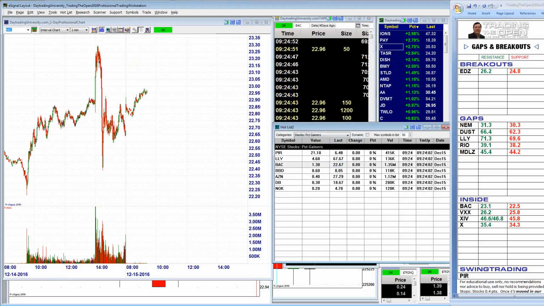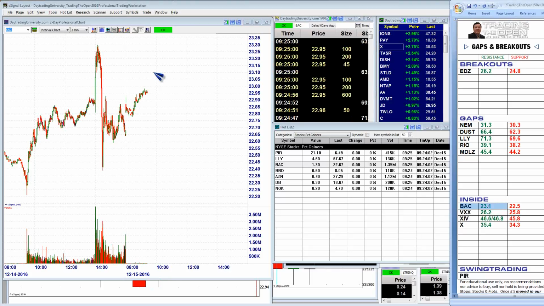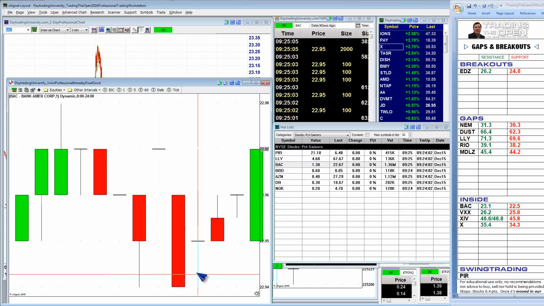23.10 is the long. You can see that right here, right? 23.10 is the long for BAC. I like the uptrend. I like the pre-market buying pressure from 22.8 to 23. You can see that, right? We've gone up 20 cents lately.